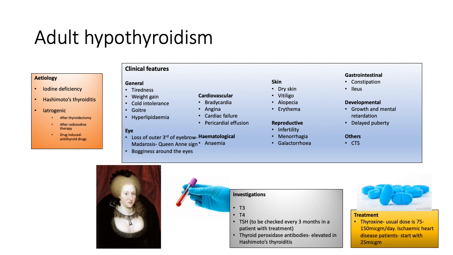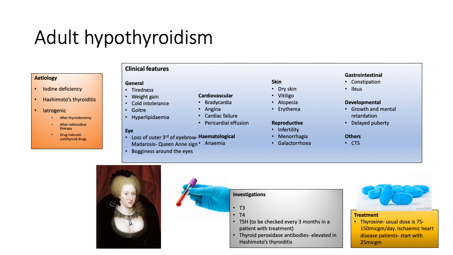The other systems affected are cardiovascular, hematological, skin, reproductive, and gastrointestinal. Hypothyroidism can lead to developmental abnormalities as well. Hypothyroidism is one of the commonest causes for carpal tunnel syndrome.